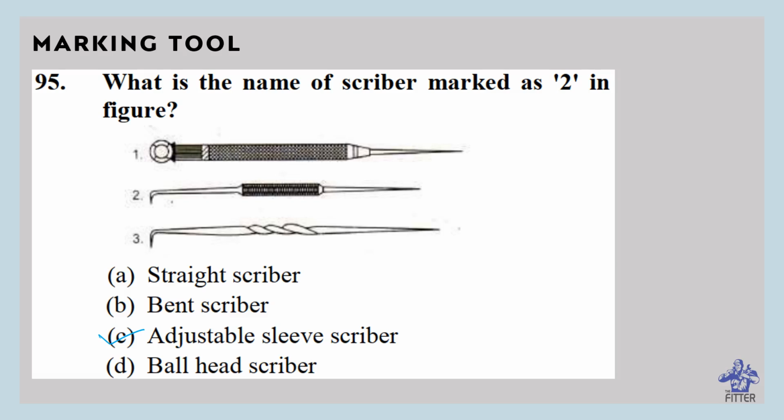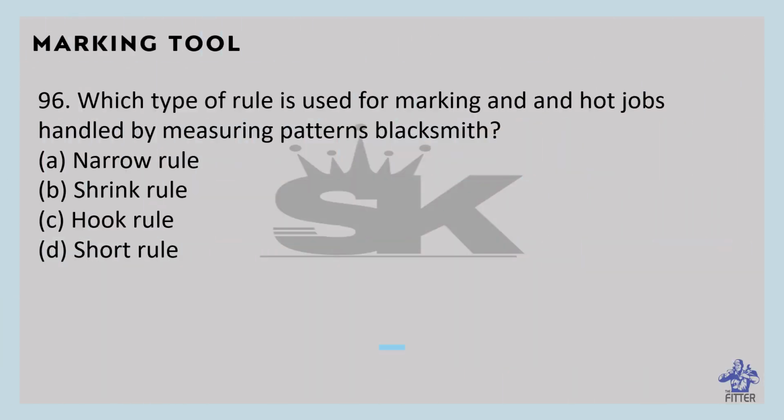Which type of rule is used for marking and measuring patterns and hard jobs handled by a blacksmith? That is the shrink rule. At the time of marking, shrink allowance would increase from the real measurement. A hook rule is used to get the measurement on an inside caliper. A narrow rule is used to measure a groove or hole. A key seat rule is used to draw parallel lines.